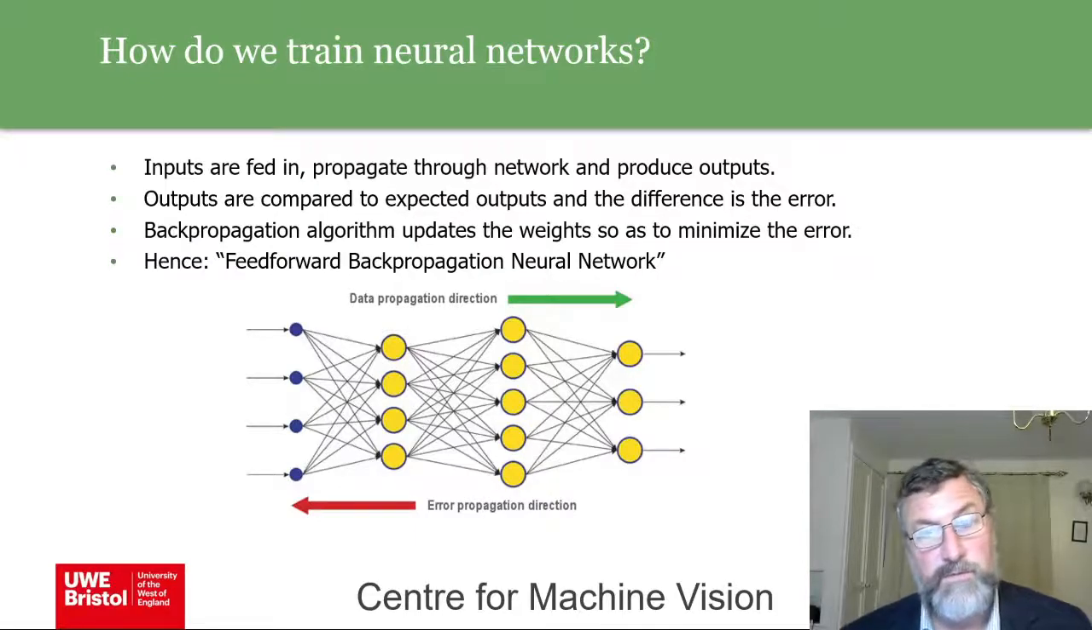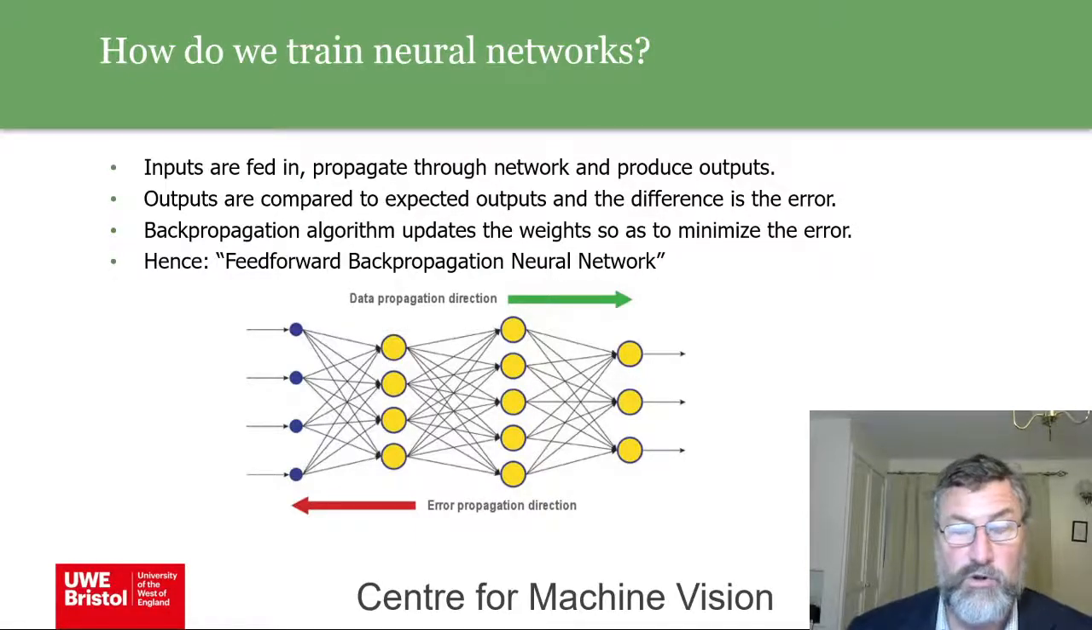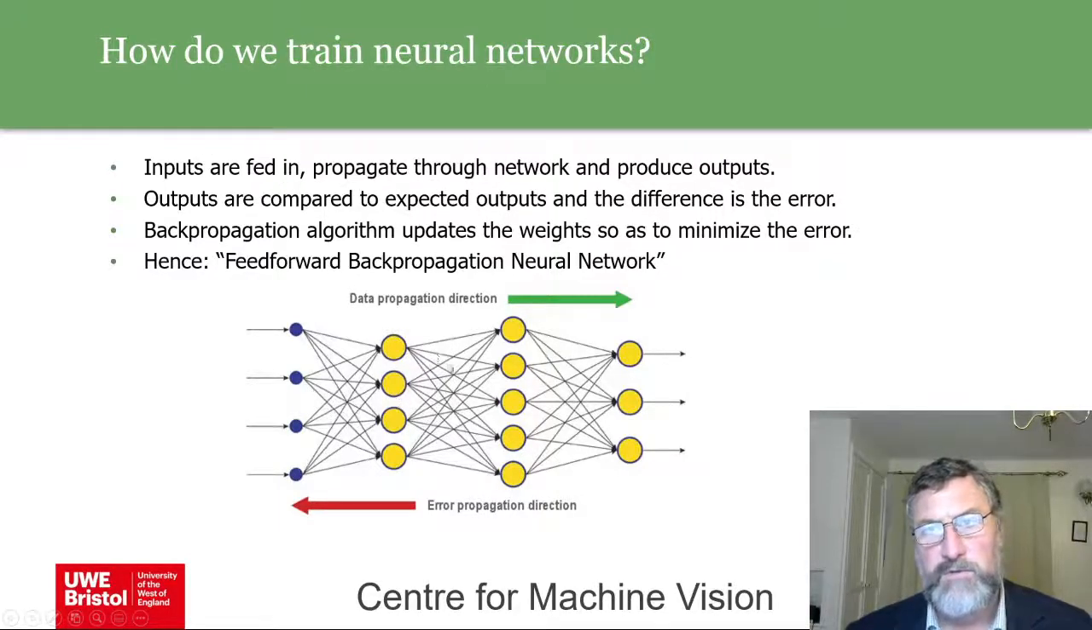Another reason why they really took off was because people worked out a good way to train them, a good way to modify these weights depending on what the data is indicating. The way this works is that you feed some data in, the data propagates through the network, and you get some outputs. You're doing your multiplications and so on. The outputs you get from your network are then compared to the expected outputs you have written down in your data, and the difference is the error. Then you back propagate through the network, changing these weights iteratively so as to minimize the error. That's why this is known as a feed-forward backpropagation neural network. That sounds a bit complicated, but that's actually the simplest type of neural network.